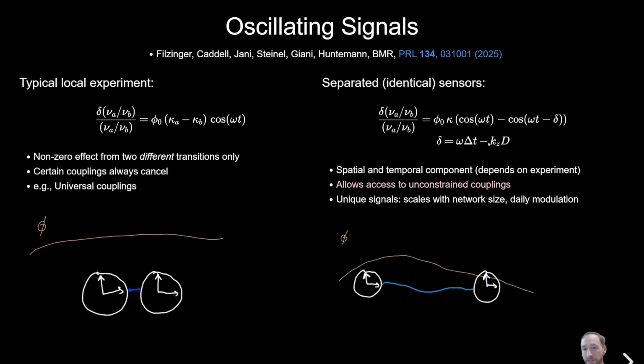And so one of the interesting things about the spatial separation term is that you end up getting a very large, fractionally large daily modulation as the separation vector between the two clocks changes with respect to the average momentum of the dark matter particle, which is set by the motion of the Earth through the galactic halo.